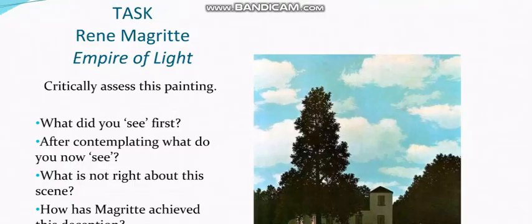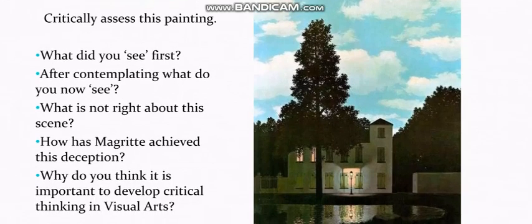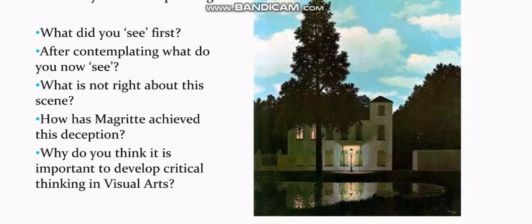And what is fascinating is how often we disregard our critical thinking cap as we are bombarded with the representation of reality. Like in this one, Rene Magritte, Empire of Light. If we want to critically assess this painting, what would you see first? And after contemplating, what do you now see? What is now not right about this scene? And how did Magritte achieve this deception, and why do you think it is important to develop critical thinking in visual arts?